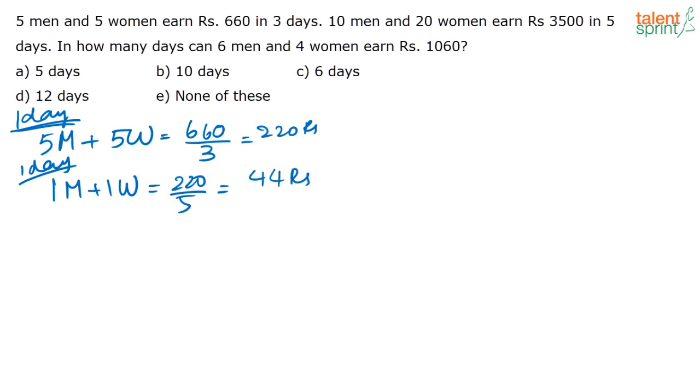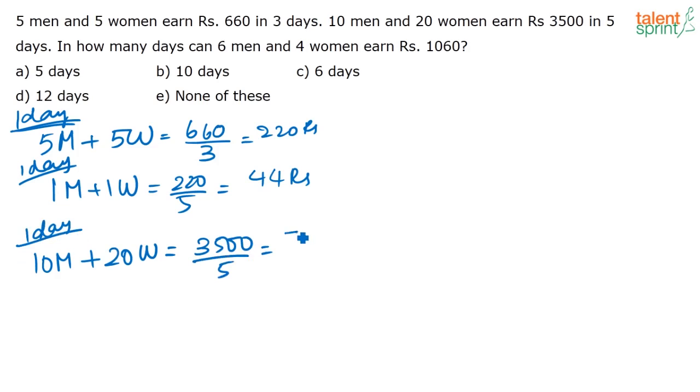Yes, 44 rupees. Now next thing, 10 men and 20 women earn 3500 in 5 days. So 10 men plus 20 women, right? In 5 days they will earn 3500, correct? So in 1 day, how much will they earn? 3500 by 5, or they will earn 700 rupees. Or I can say 1 man plus 2 women in 1 day, how much will they earn? They will earn 70 rupees.